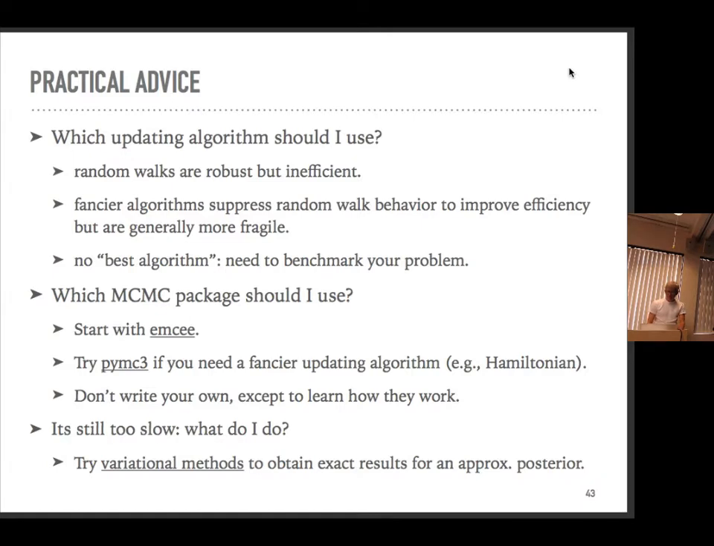Which updating algorithm should you use? The random walks are very robust, but they're also very inefficient. The fact that if you take a step forward, you're equally likely to take the same step backwards means that they're very inefficient at exploring the space. So the theme of all the fancier algorithms is to try and suppress that random walk behavior somehow to improve the efficiency. But generally, the price you pay for that is you end up with something that's more fragile. And so the result is there's really no best algorithm here. You have to understand your problem, and you have to benchmark your problem with different methods.